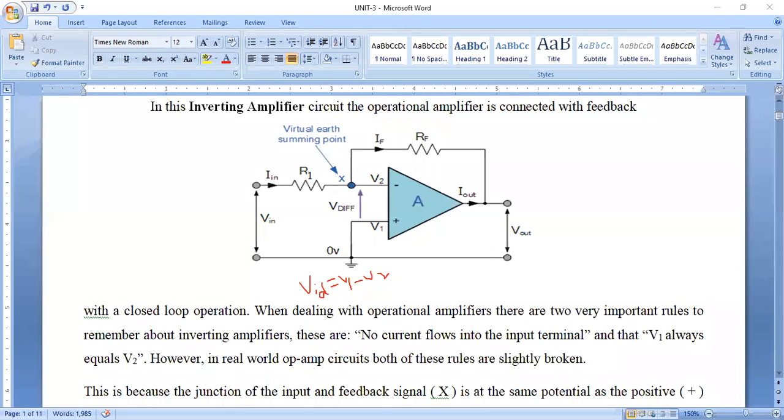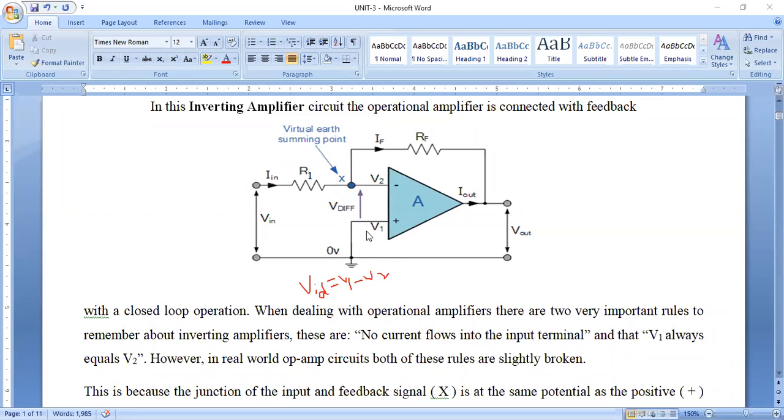And what will be the input resistance? Respond in the chat box. Right, the input resistance is infinite. The input resistance is infinite and the gain is infinite as per the ideal operational amplifier characteristics, and I am assuming this operational amplifier is ideal. So we are using an ideal operational amplifier in a closed loop condition.